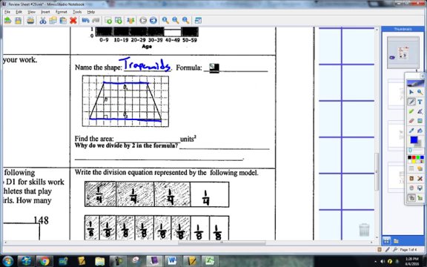The formula for finding the area of a trapezoid is area equals 1/2 of the height times base 1 plus base 2. Now, how I really want you to remember that is you're going to remember it as 1/2 times the height times, that means times right there, times the sum of the bases. Times the sum of the bases, because you're adding the two bases together.